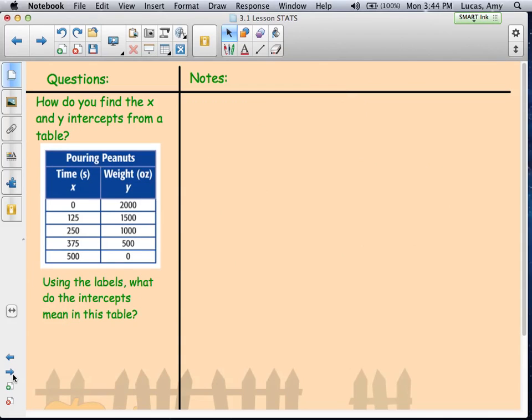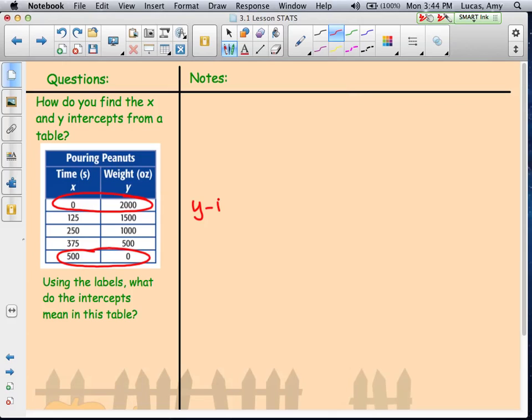Next, we've got a table. So instead of a graph, how do you see the intercepts in a table? Right here. Look for the zeros. If a point is on the x or y axis, the other coordinate has to be 0. So when y was 2,000, x was 0, that is the y-intercept. So the y-intercept, x equals 0, so this is (0, 2,000).